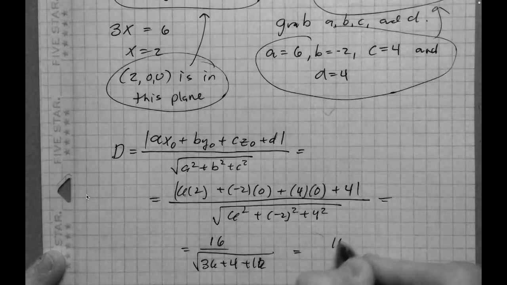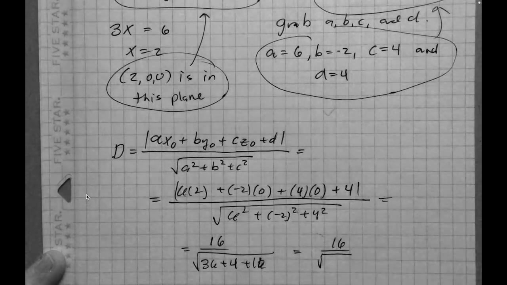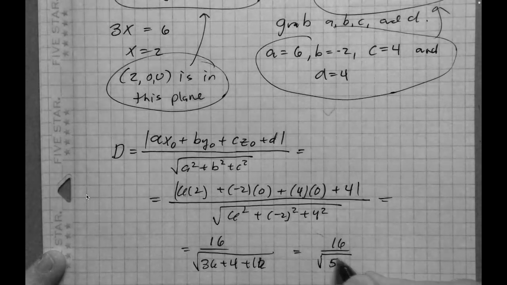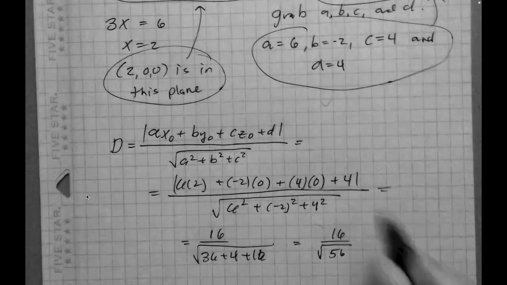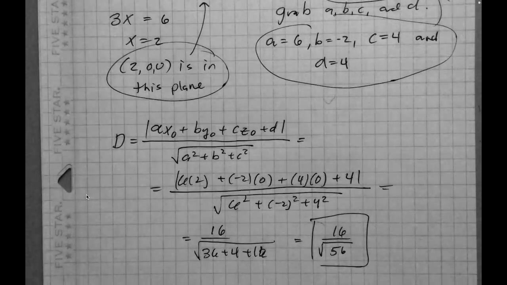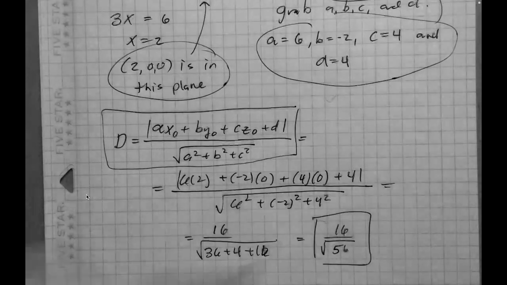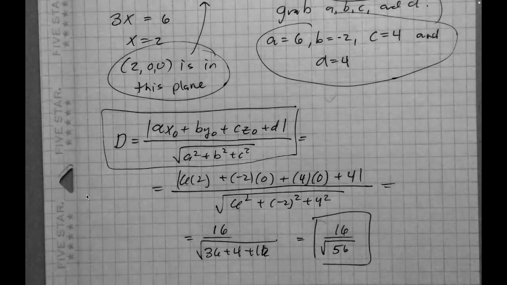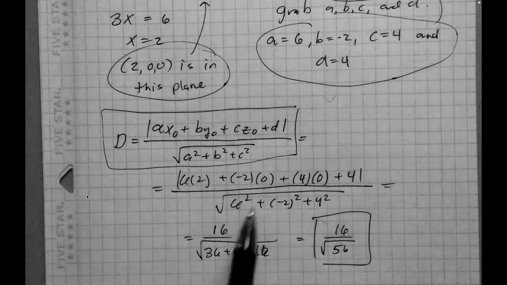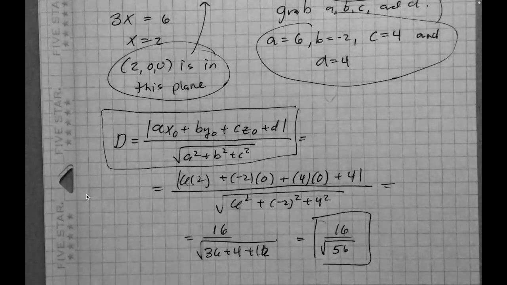And so I get 16 over the square root of 56. Okay, and so that's my answer. Okay, so another way to do it, right? This slightly more compact way of thinking about it is fine, it's good, but just know that this is all based on the projection of PQ onto N, right? This is a derivation of that. It's derived from it.